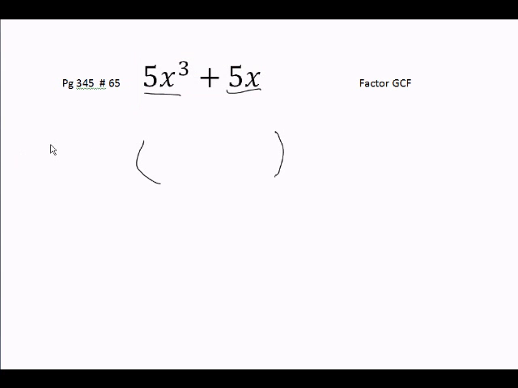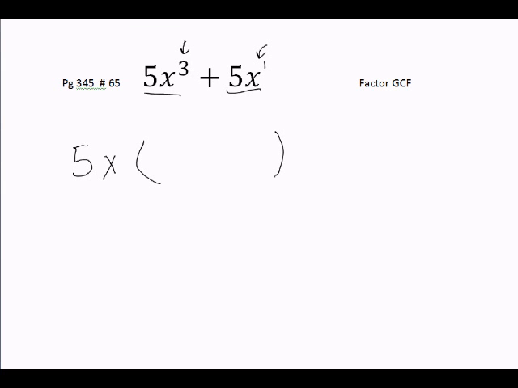So 5 and 5, that's pretty easy. The largest number that divides into both of those is 5. The second step, what is the lowest power of x? I have x to the third power, and I just have an x, which is really x to the 1 power. It's an invisible 1 there. So the lowest power of x is just x to the 1 power, or x.